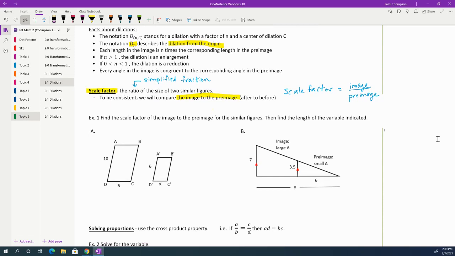Example 1. Find the scale factor of the image to the pre-image for the similar figures, then find the length of the variable indicated. So in each of these pictures, I've got some lengths that are known, and I've got one length that is indicated by a variable. For example A, I have an x on C prime D prime, and for example B, I have the entire base of the large triangle as y. So the first thing I'm going to do is work on the scale factor. For the scale factor, I need two corresponding lengths.